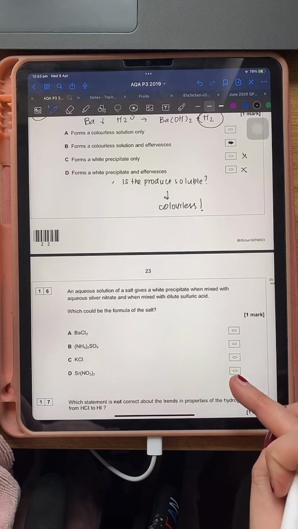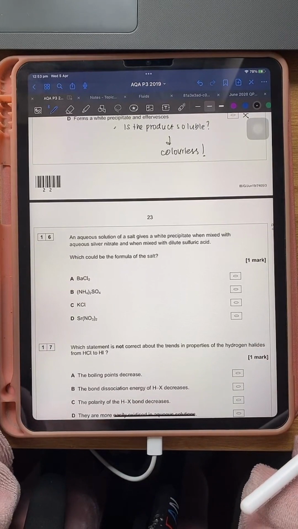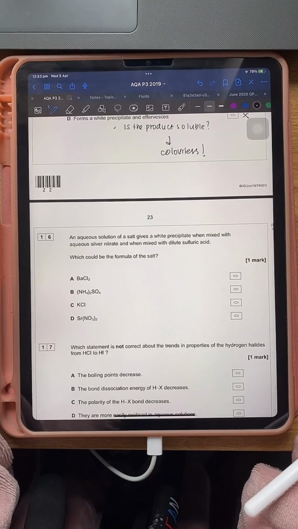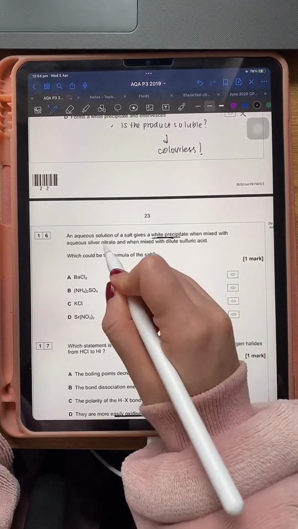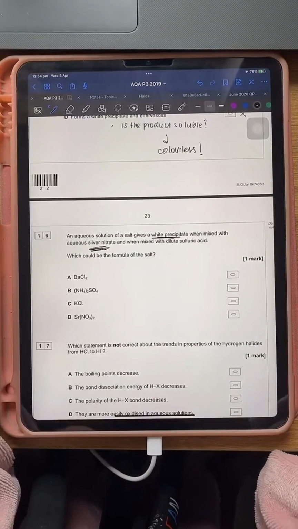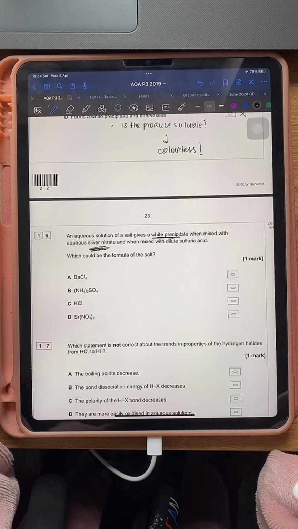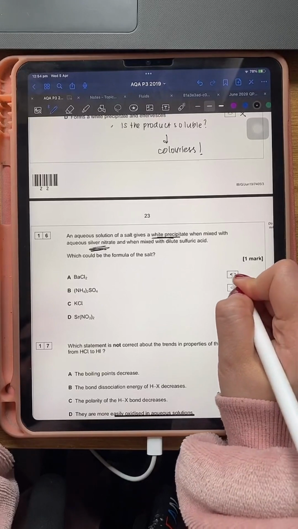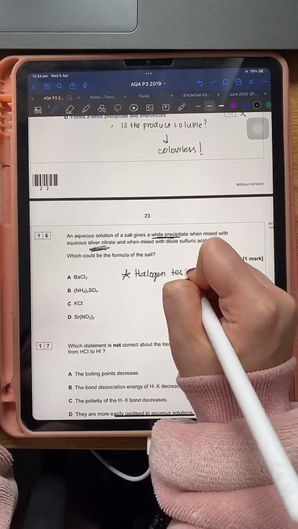An aqueous solution of a salt gives a white precipitate when mixed with aqueous silver nitrate and when mixed with dilute sulfuric acid. Which should be the formula of the salt? It's a white PPT, and we're using silver nitrate. That's a clue in itself there. Which element gives you white PPT? Yeah, A, that's right. That's the halogen test, if you guys need to revise that. The halogen test is what you're looking for here.